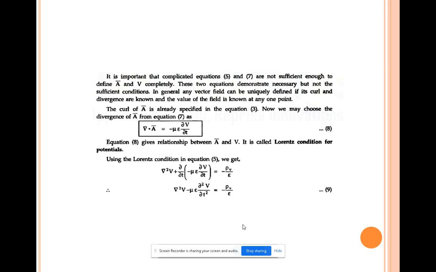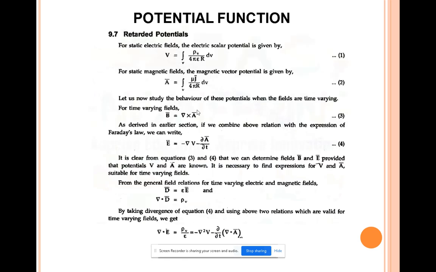So we are going to take the curl of A vector. What is curl of a vector? Curl is nothing but del cross A vector. Del cross A we have already calculated. Where did we calculate it? Here, del cross A equal to B vector.